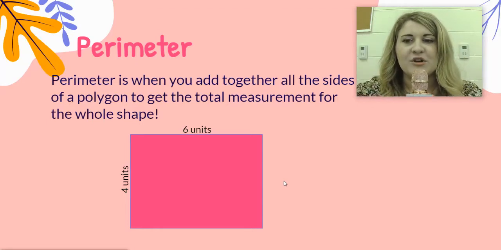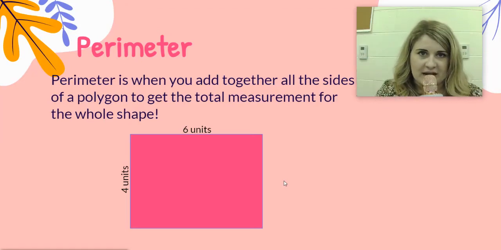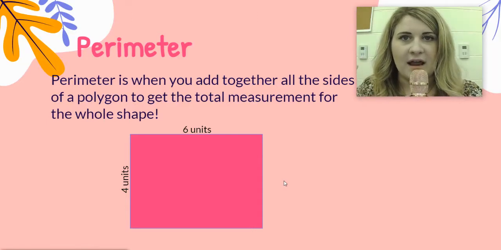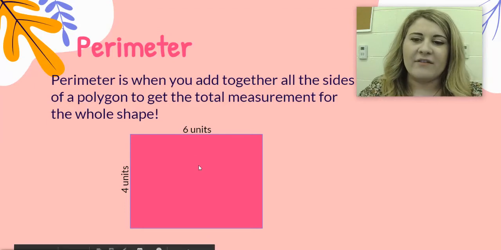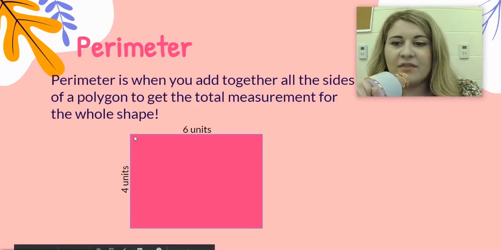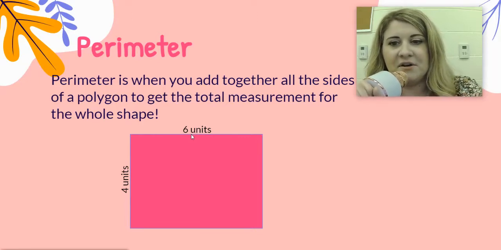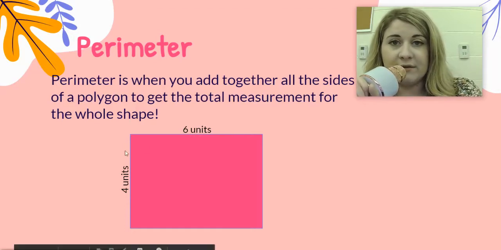So perimeter is when you measure the entire outline of the shape and add all those sides together. It's actually not that difficult to make sense of. So for this perimeter here, we have this rectangle. And the top part of this rectangle is 6 units long. The word unit is a word that we use to stand in case we don't have a measurement. Like, I'm not using inches or feet here. I'm just going to call it a unit. So it's 6 units long. And this side is 4 units long.